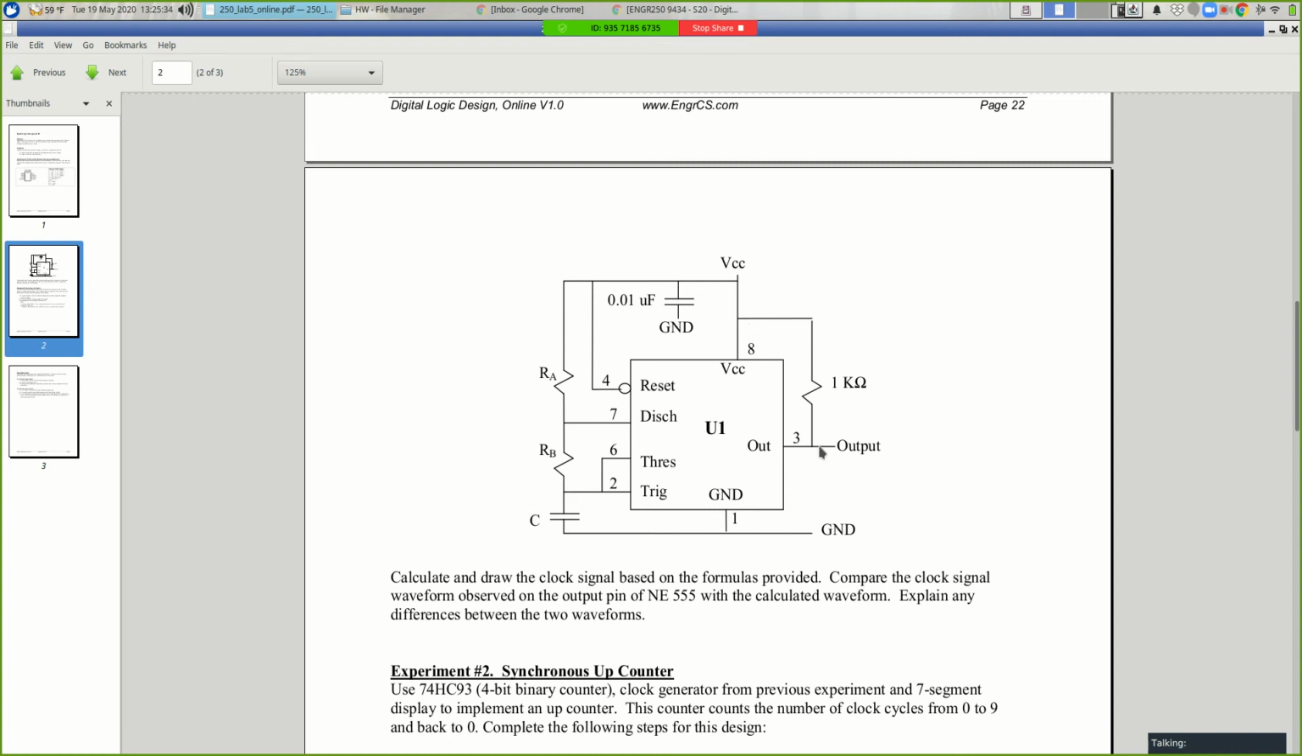Okay, that's easy to say. It's harder to wire up. But basically wire this up. This little 0.01 microfarad capacitor we're not too worried about. So how do capacitors work?